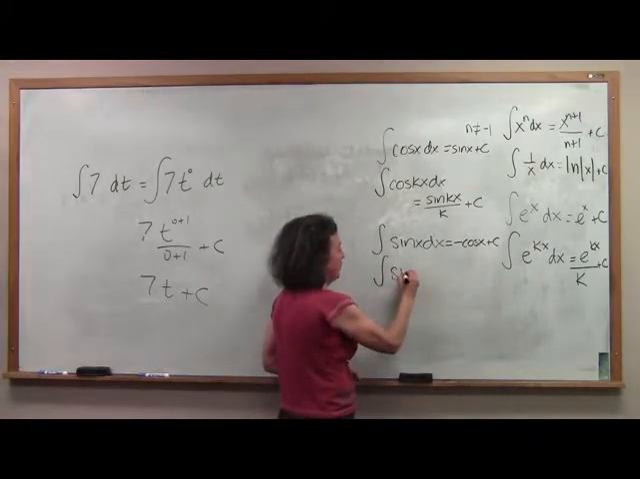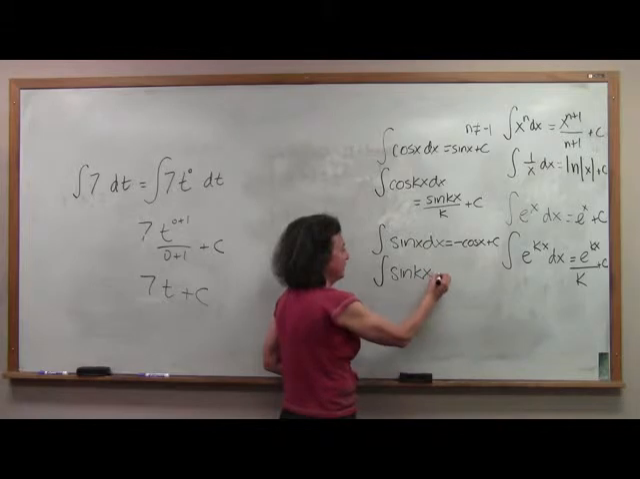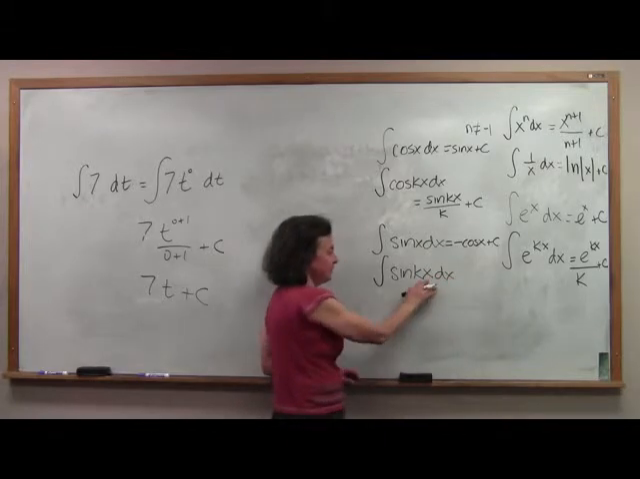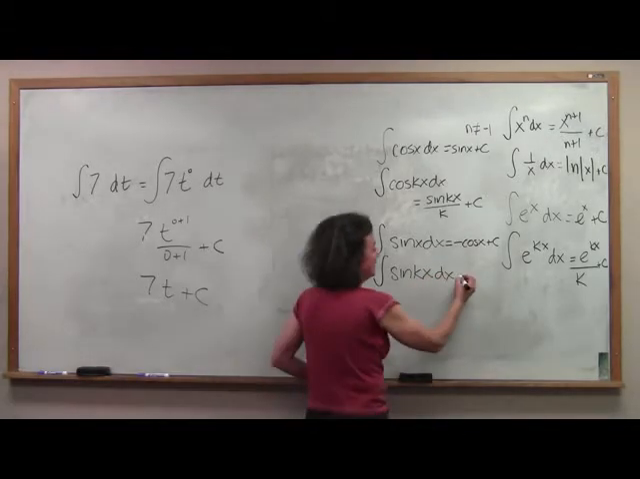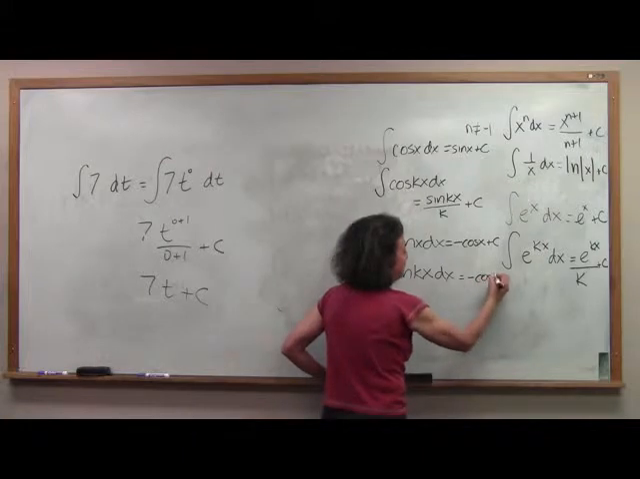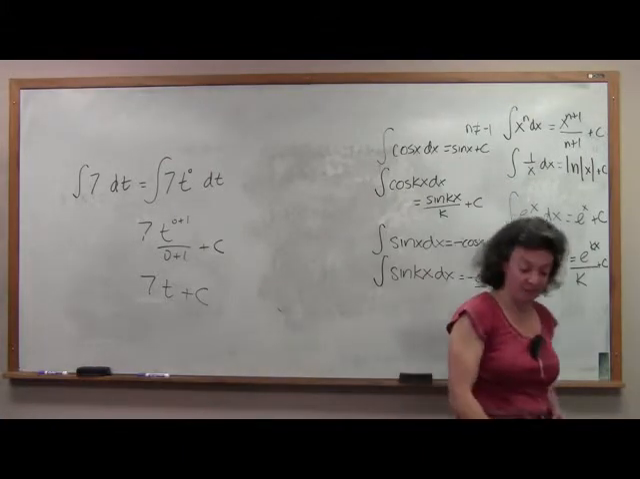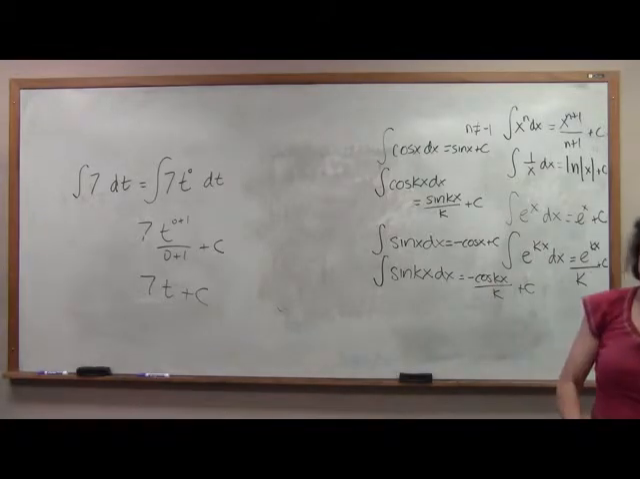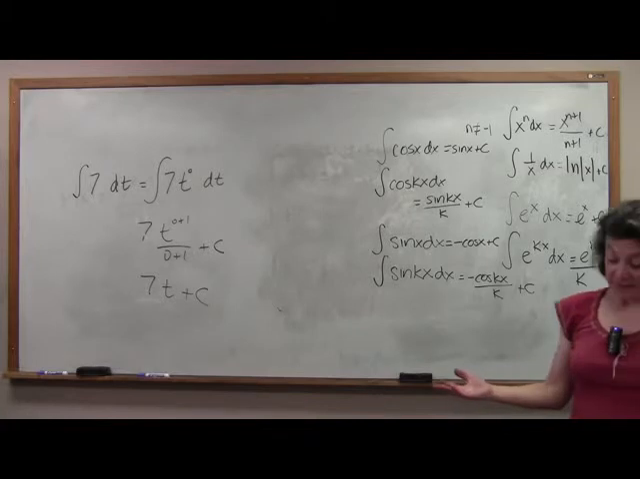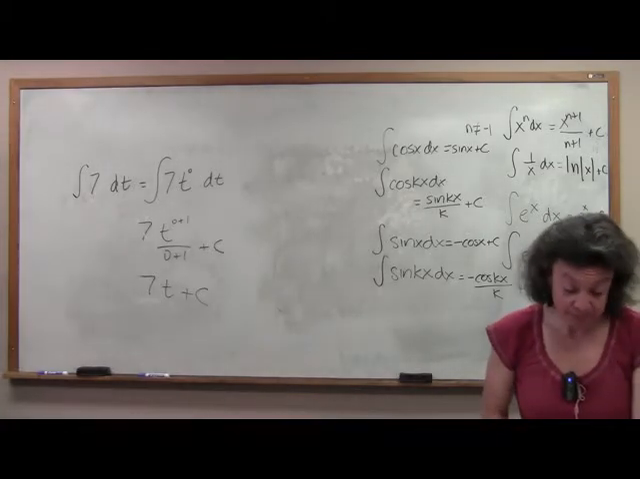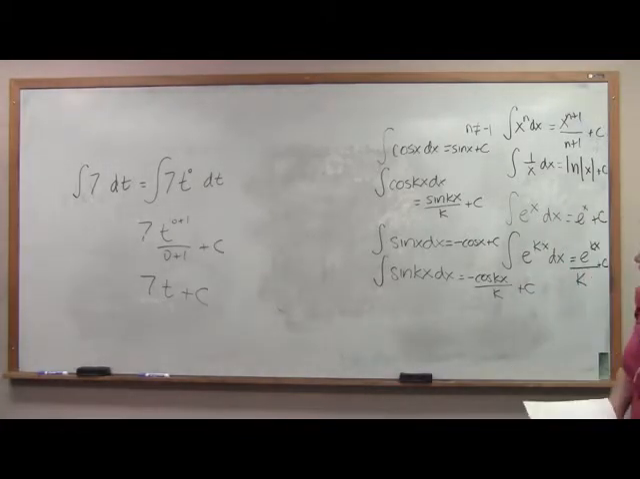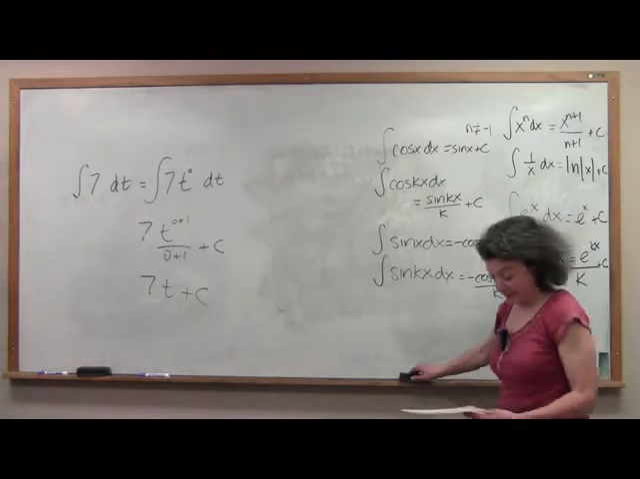And in a similar manner, the antiderivative of the sine of kx dx is negative cosine of kx over k plus our constant. Now, I understand that this is a lot. You learn these things simply by practice. So, let's go through and play with a few different examples here.